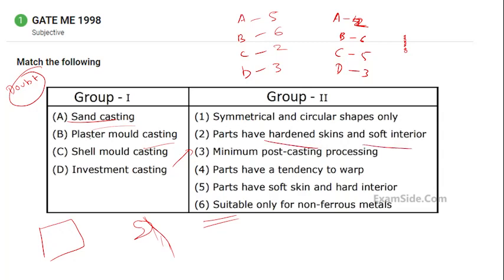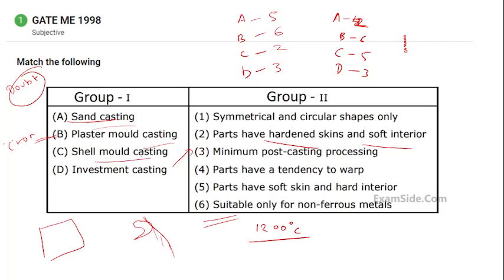Then second, plaster mold casting is only suitable for non-ferrous metal. Why is that? Two reasons are there. In plaster mold casting, the maximum working temperature is 1200 degrees Celsius, and mostly ferrous alloys have a higher melting point, right? And second, gypsum is present in plaster mold, so gypsum will react with the iron content. That is why plaster mold casting is only suitable for non-ferrous alloy.